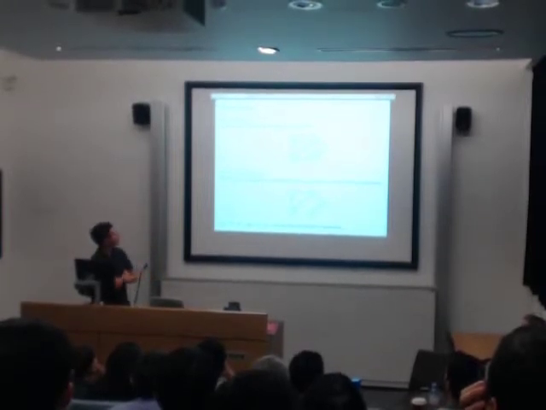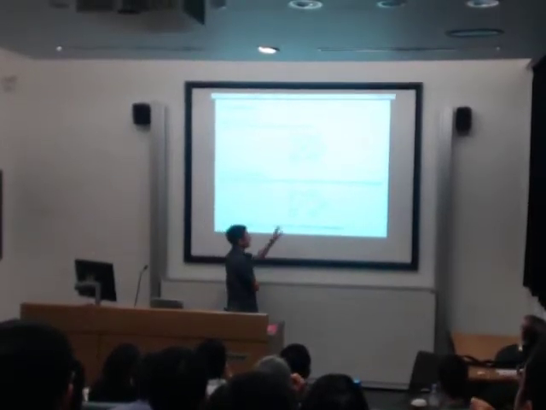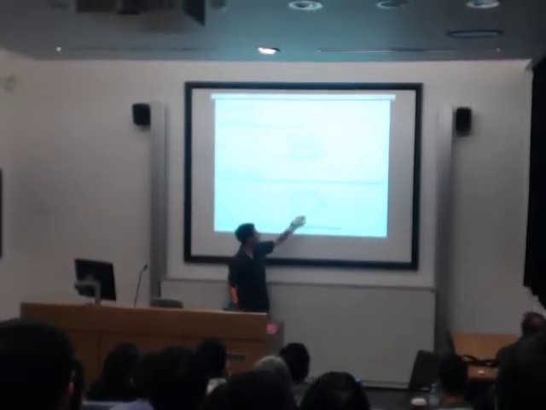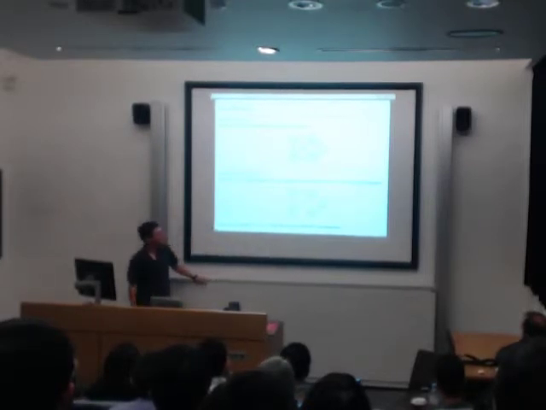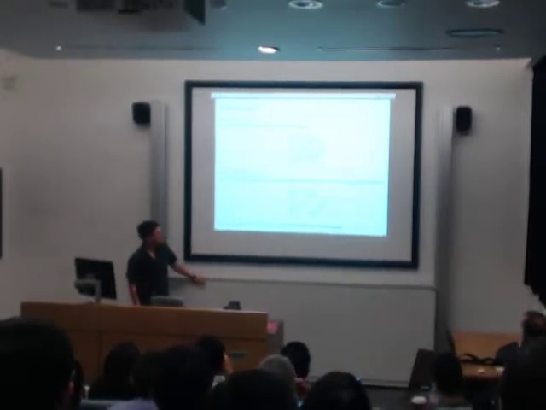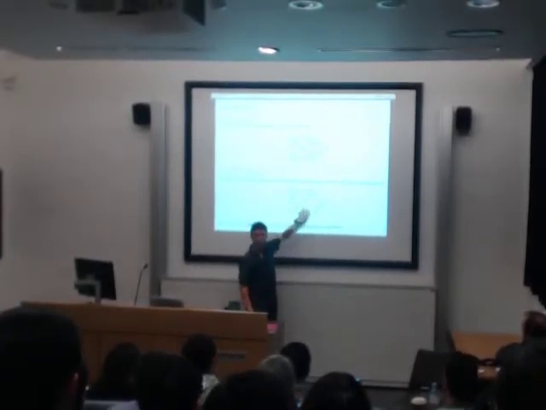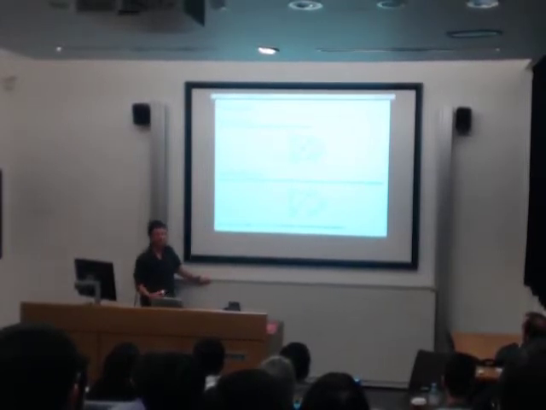Connectivity. A connected graph means that there's a path between any two vertices. So this is not a connected graph, because you can't get from x4 to x3, there's no path between those nodes. This is a graph of two connected components. These components are connected, but the graph itself is not connected. So you could discuss the connected components of the graph.